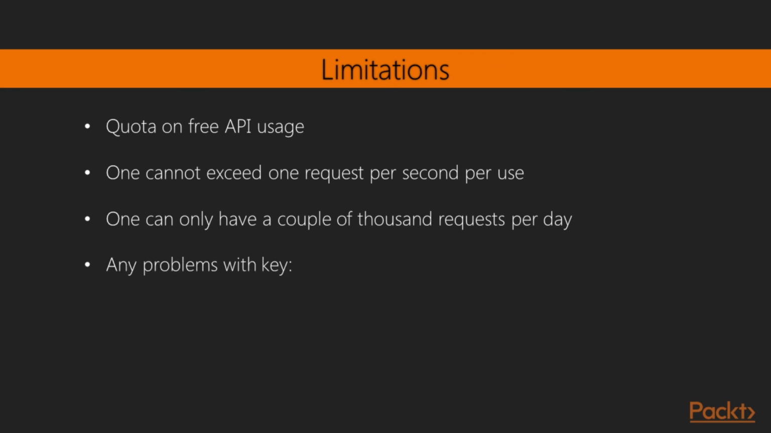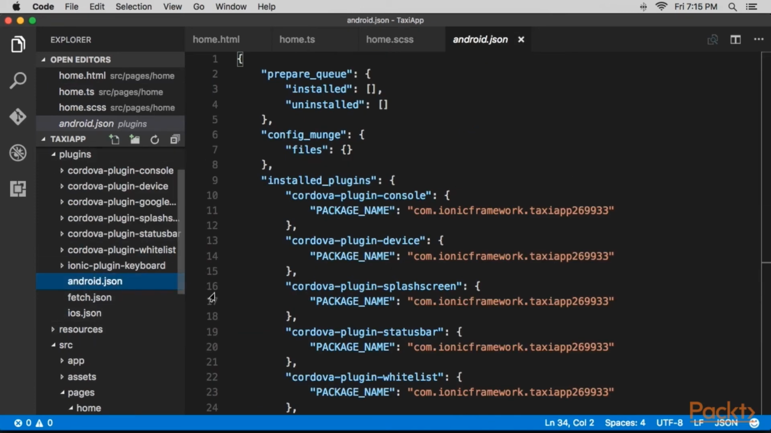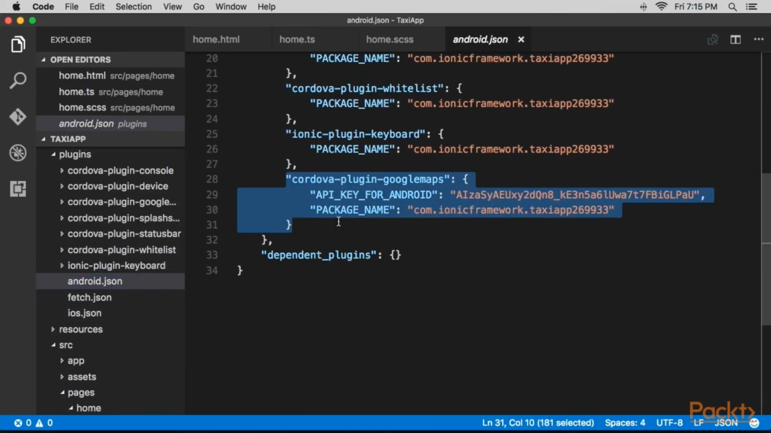In any case, if you have problems with your key, you have to go back to the credentials page and regenerate the key. In order to change the key manually in your app, you have to edit the plugins, ios.json or android.json file. Here in the android.json file, you can see your key. You just need to edit the API key line and replace it with your new key.